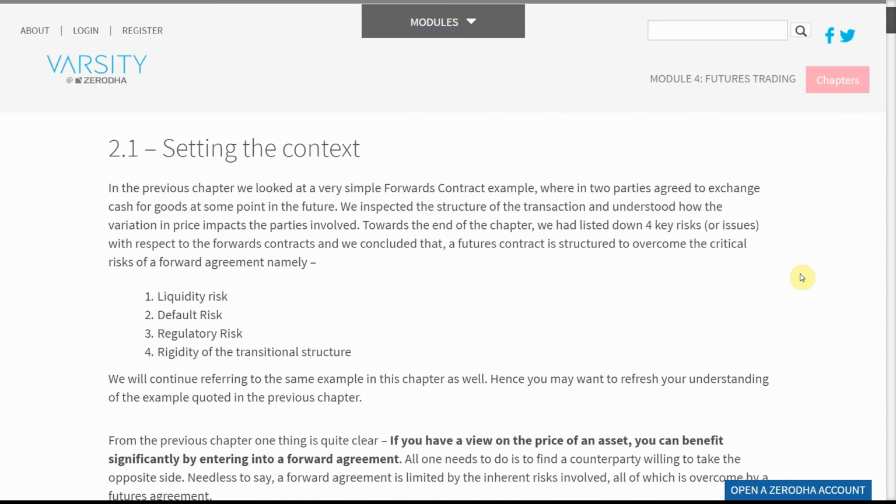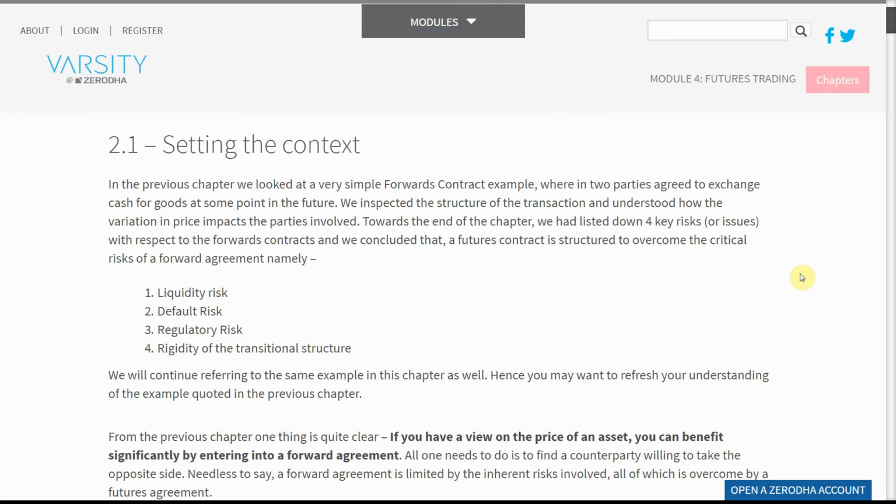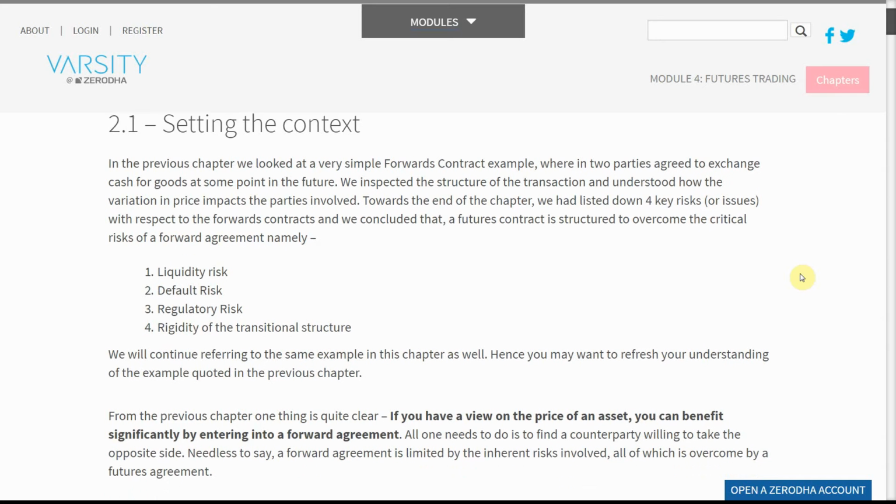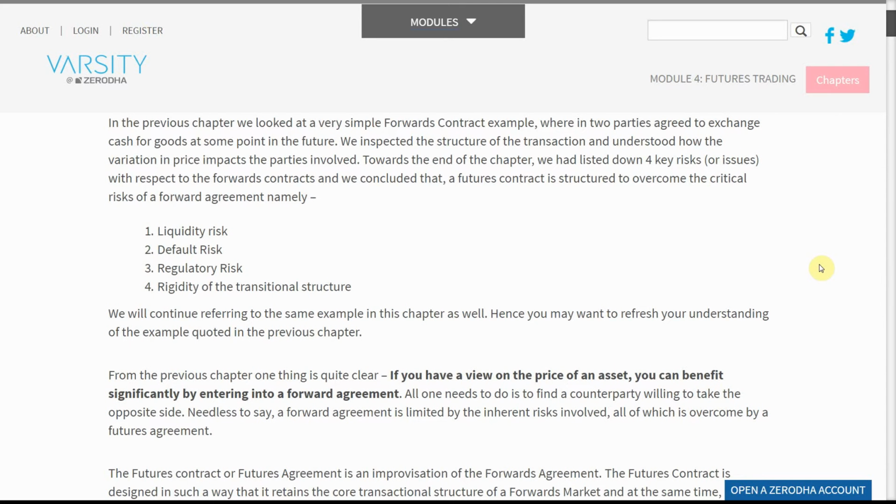In the previous chapter, we looked at a very simple forwards contract example, wherein two parties agreed to exchange cash for goods at some point in the future. We inspected the structure of the transaction and understood how the variation in price impacts the parties involved. Towards the end of the chapter, we had listed down 4 key risks or issues with respect to the forwards contracts, and we concluded that a futures contract is structured to overcome the critical risks of a forward agreement, namely liquidity risk, default risk, regulatory risk, and rigidity of the transactional structure.